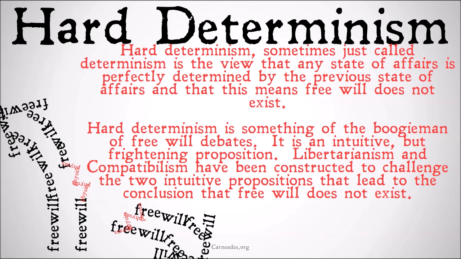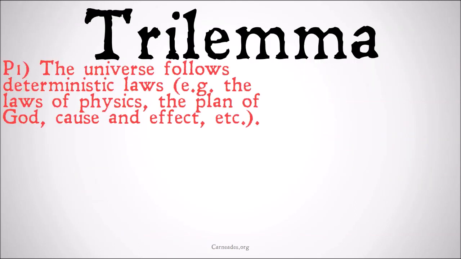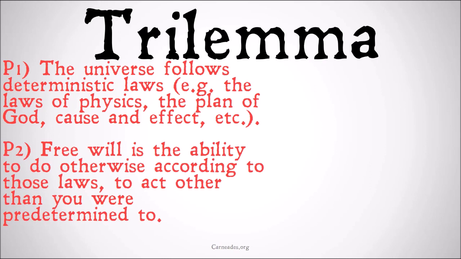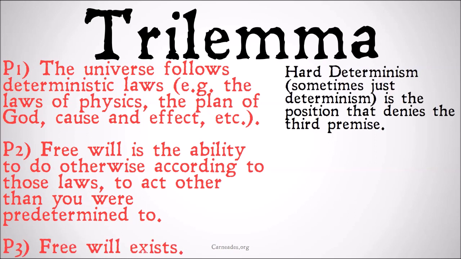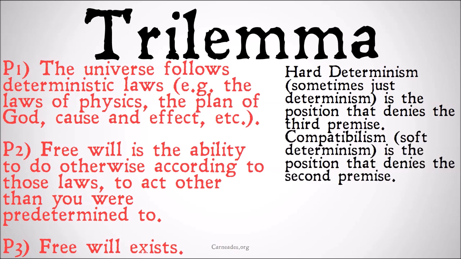So, our trilemma once again goes as follows. The universe follows deterministic laws. Free will is the ability to do otherwise, according to those laws, to act other than you were predetermined to, and free will exists. You can't hold all three of these. Hard determinism, what we're looking at here, is the position that denies the third premise. It claims that free will does not exist.